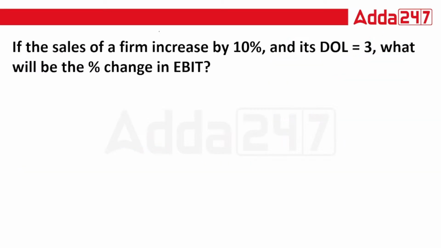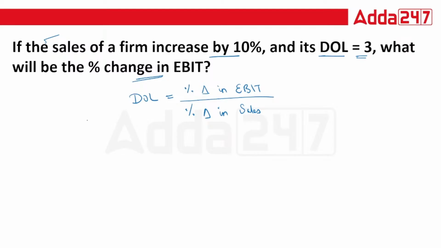Next question: if the sales of a firm increases by 10% and its DOL is equal to 3, what will be the percentage change in EBIT? This question is based on your DOL formula, where DOL is equal to percentage change in EBIT divided by percentage change in sales. This is the formula. Here DOL is given as 3.